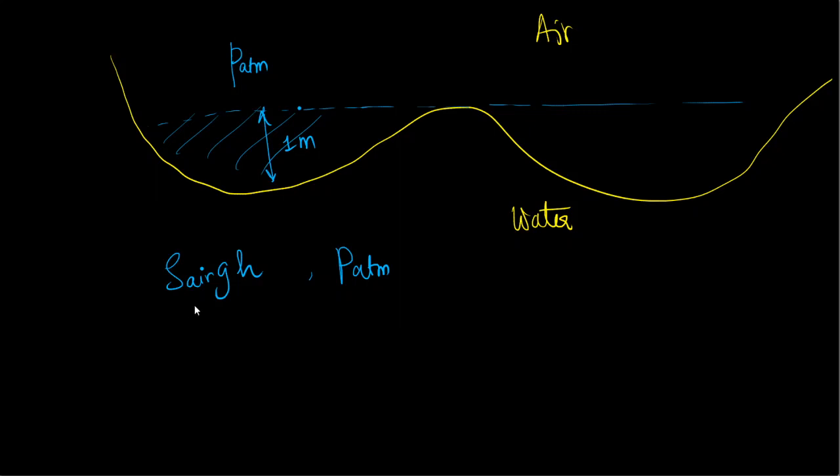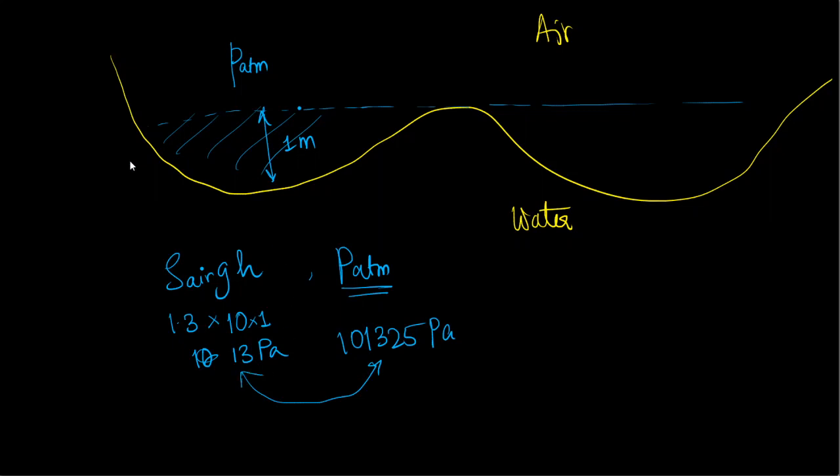Let us look at this. So what is rho air? 1.3 kg per meter cube. So the gravity is 10 and say height is 1 meter. So this becomes a pressure of 13 Pascal, whereas P atmosphere is 101,325 Pascal. So it is just a very small fraction of the atmospheric pressure. So you can very well assume that all the points on the free interface are at the atmospheric pressure.